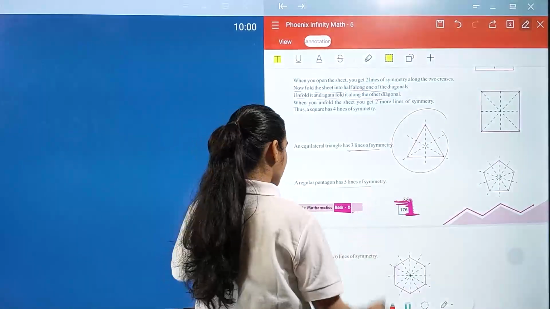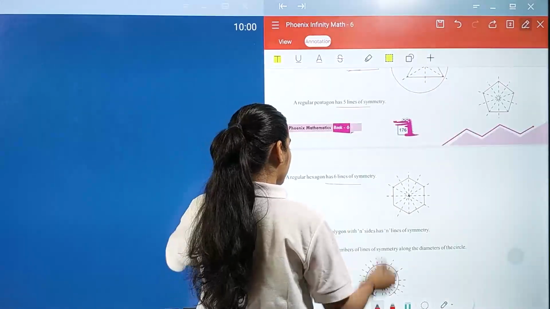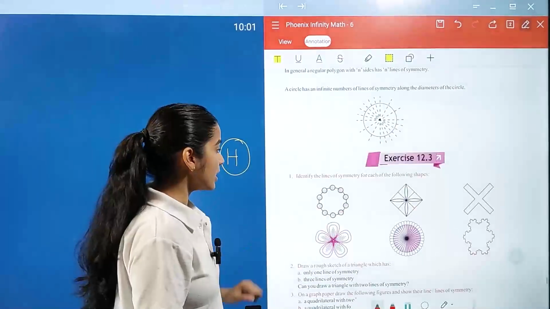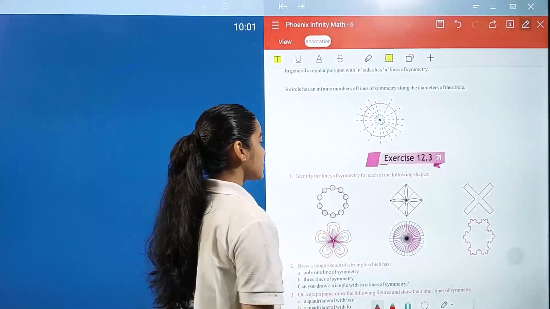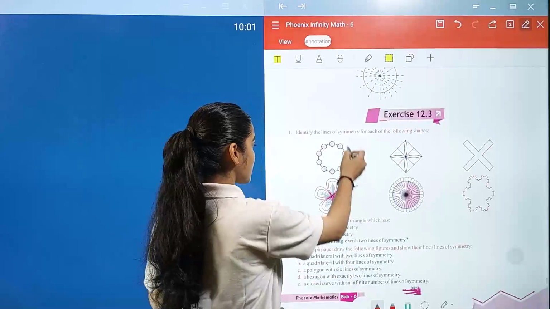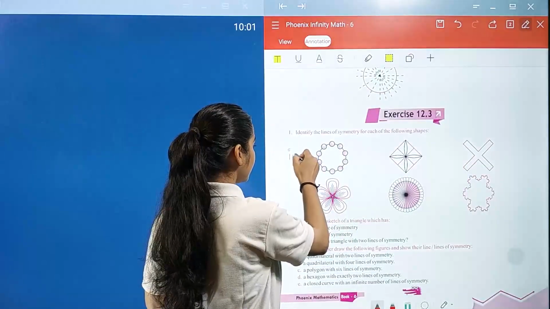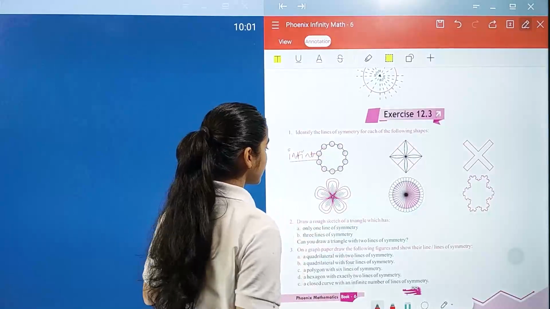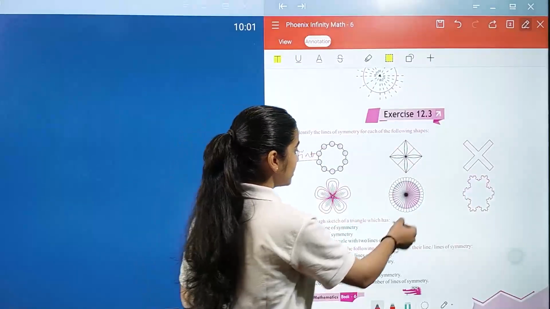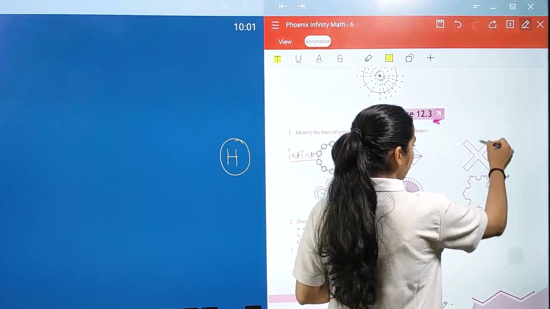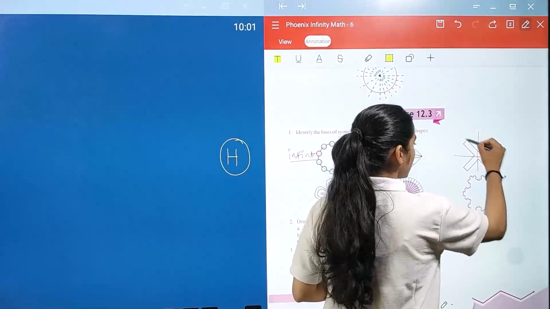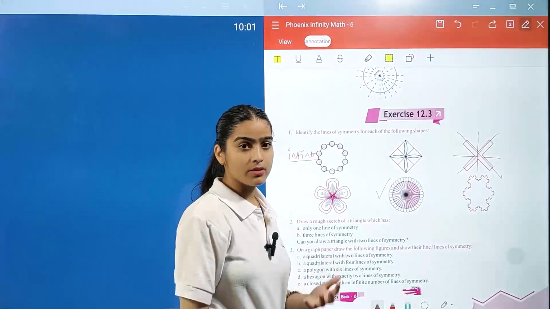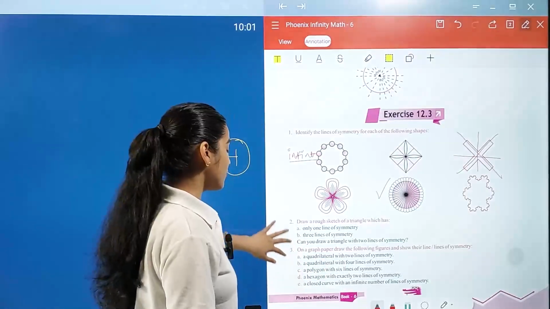Pentagon, five lines of symmetry. Hexagon, six lines of symmetry. And in a circle we have an infinite number of lines of symmetry. Identify the lines of symmetry for each of the following shapes. So this is your circle, infinite. Okay. Next, this one also, this circle also. This X would be one and two, three and four. So accordingly, in the same way, you can write your answers for the rest of the figures you have.